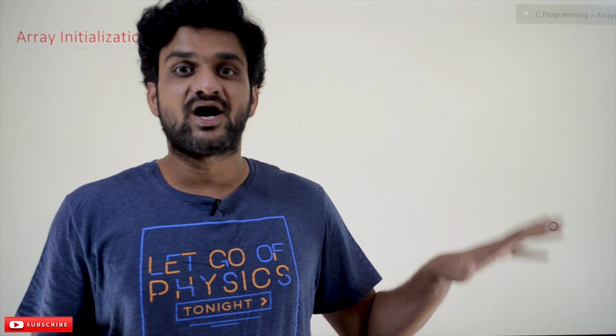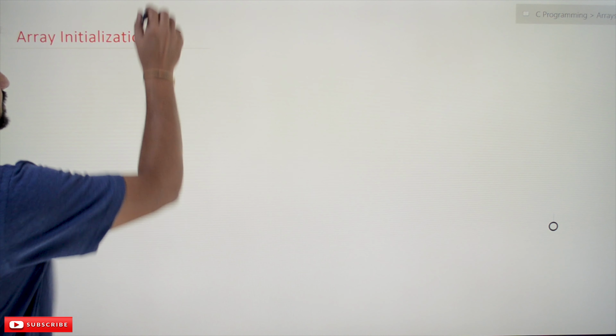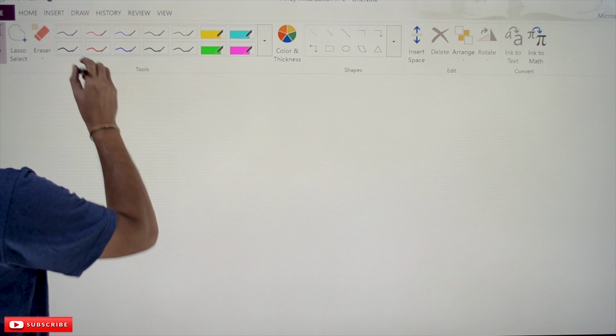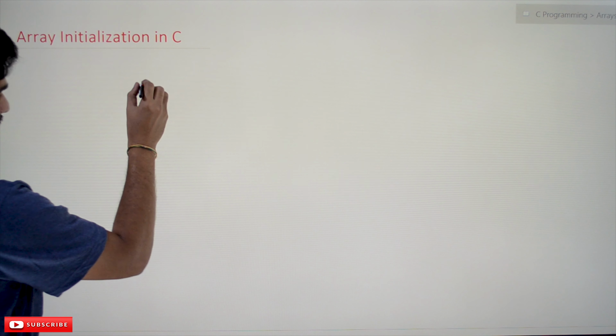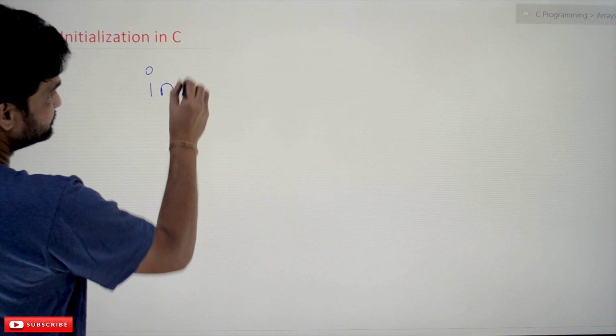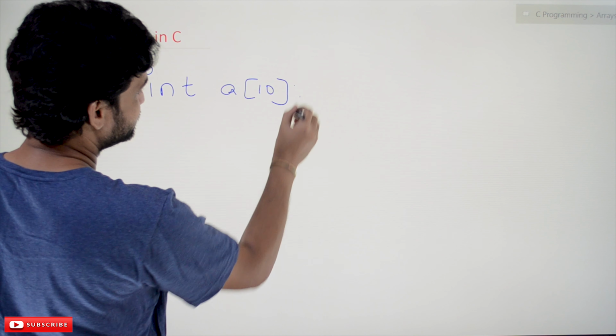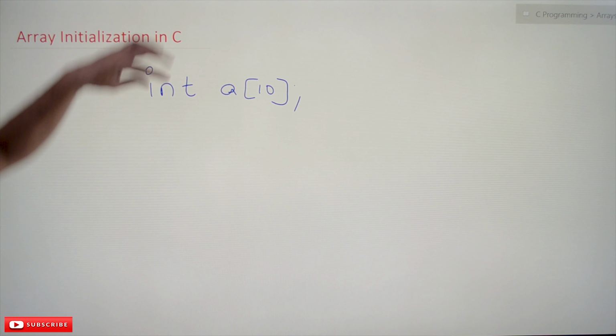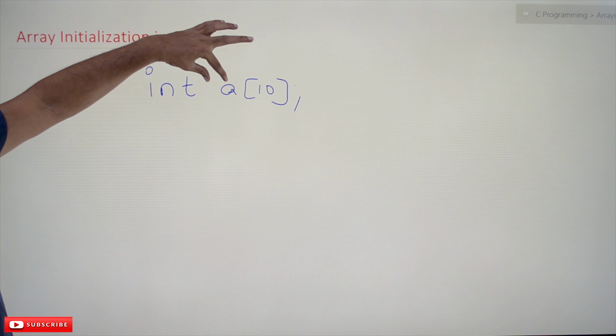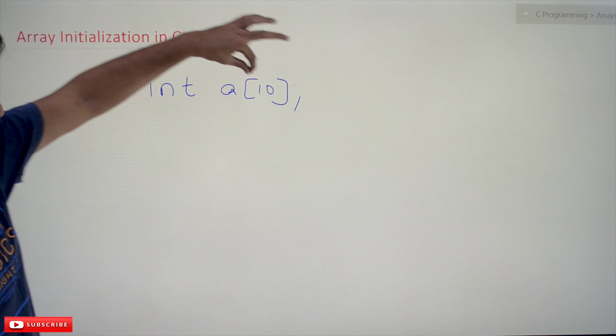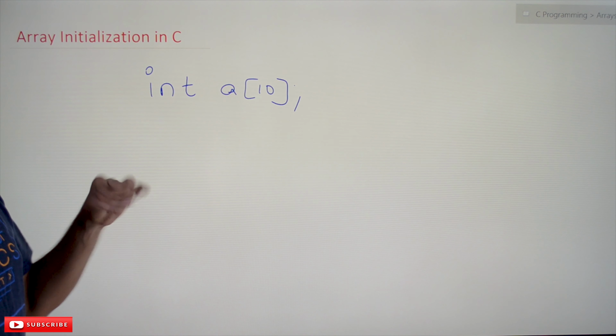Let's try to understand how the initialization can be done. In our previous class where we discussed the arrays, we said that an array is declared in this way. It states that an array A has been created with 10 elements and all the elements are of type integers.